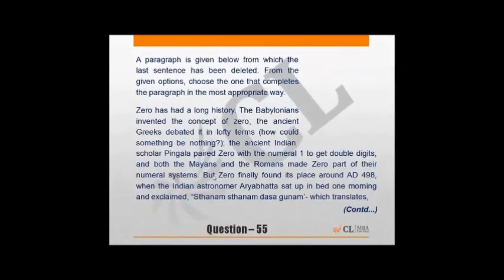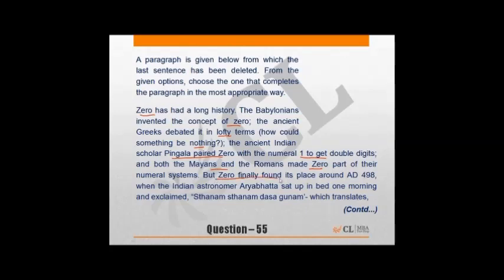Question 55. A question of para completion. Let's read the para and then look at the choices. Zero has a long history. The Babylonians invented the concept of zero. The ancient Greeks debated in lofty terms, how could something be nothing? The ancient Indian scholar Pingala paired zero with the numeral 1 to get double digits. And both the Mayans and the Romans made zero part of their numeral system.